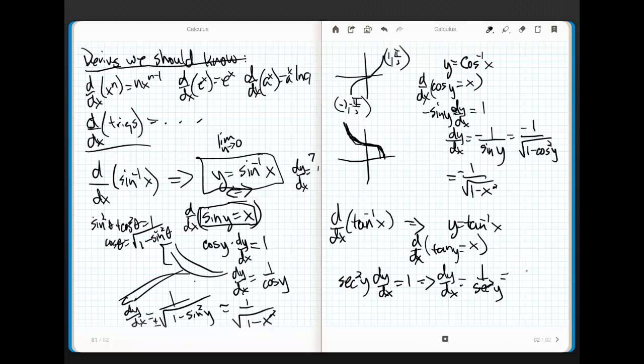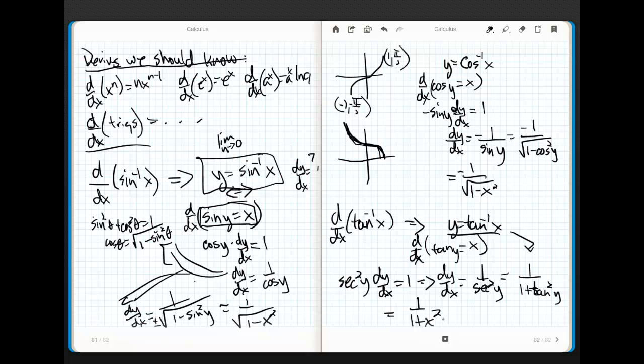Well, here's why. 1 over secant squared, if you recall that secant squared equals tan squared plus 1. So this is just 1 over 1 plus tan squared y. But I got to turn it back into a function of x. It started with a function of x. Its derivative should be a function of x, but tan y is x. So this guy is simply 1 over 1 plus x squared.